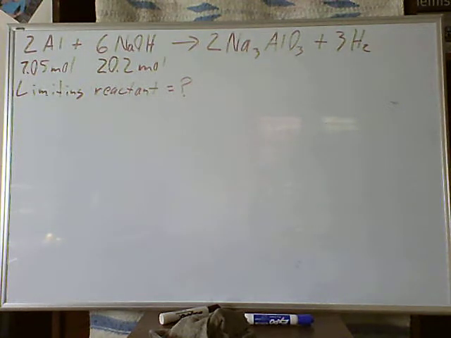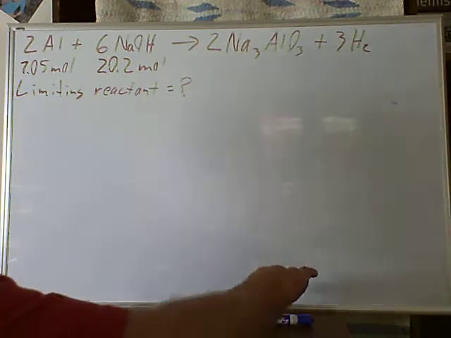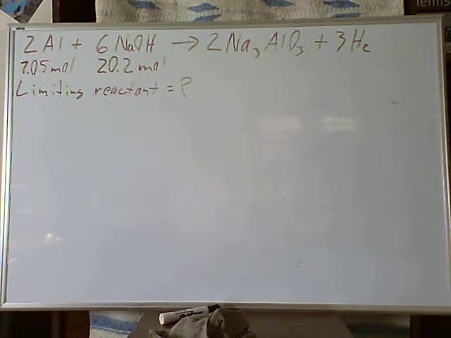If we're given a reaction, aluminum plus sodium hydroxide produces Na3AlO3 plus hydrogen gas. We're given that we have 7.05 moles of aluminum and 20.2 moles of sodium hydroxide, and we're asked what's the limiting reactant.